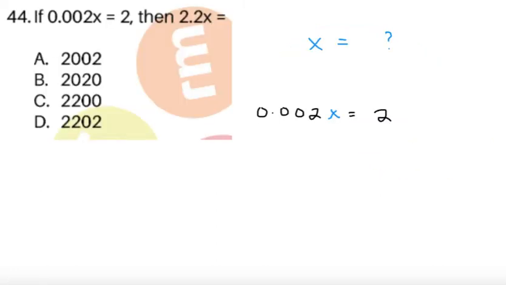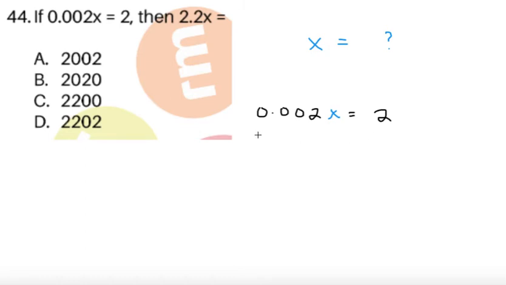For item 44, if 0.002x equals 2, then 2.2x equals one of these 4 values. Some of you guys may try to solve for x, which is possible, but generally when we have a question that does not ask for x, instead an expression in terms of x, chances are there's always a trick. And there's always a trick in this item, because take a look at the given, 0.002x equals 2.